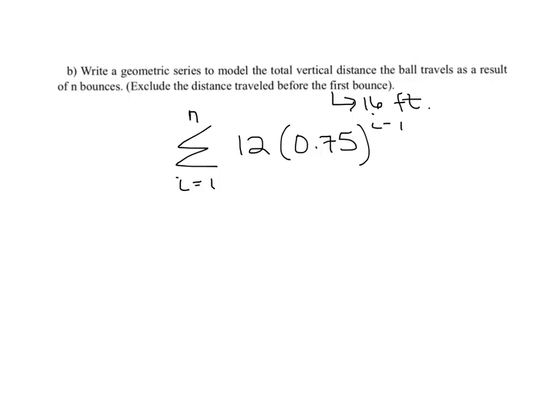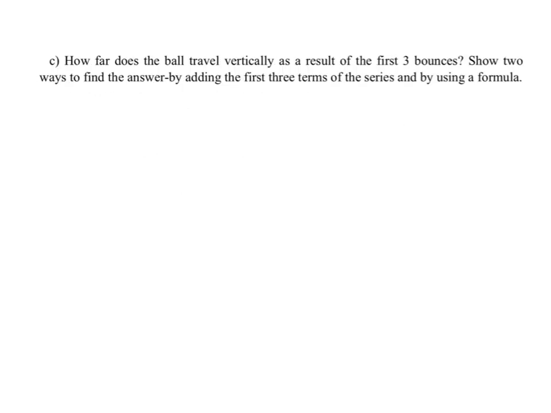Now here's the thing. They want the total vertical distance the ball travels. Well, it travels up by 12 and down by 12. So it's actually going 2 times as far each bounce, vertically speaking. So I will just multiply by 2 out in front of the whole thing. Next, we want to know how far does it go vertically as a result of the first 3 bounces. So we're going to look at that same little formula that we had before, except that instead of n, we're going to have 3. And again, a sub 1 is 12. The ratio is 0.75. And there we are.